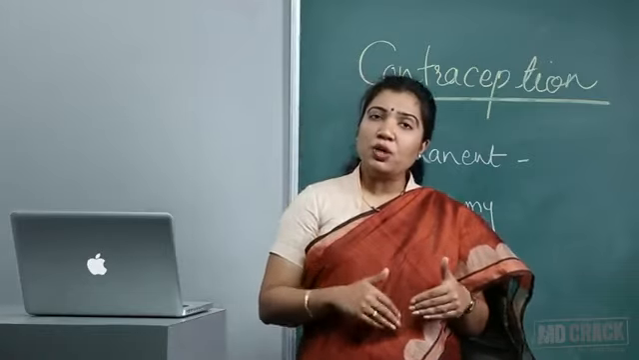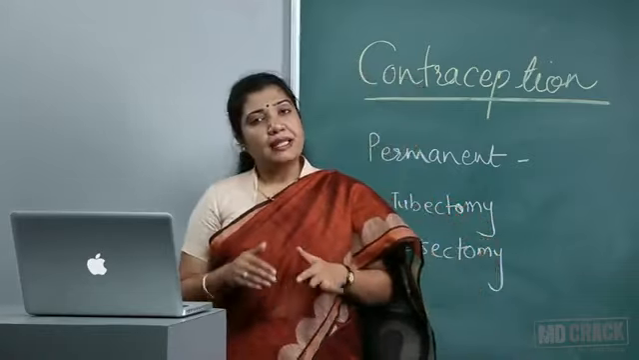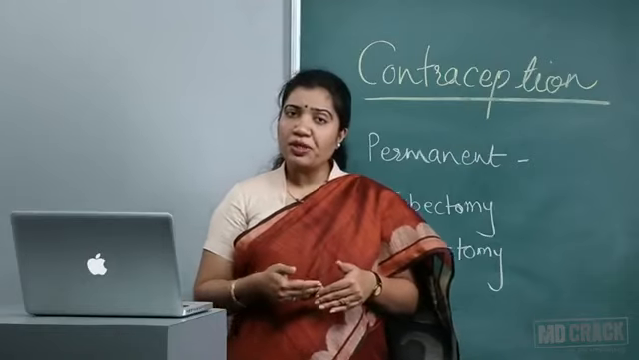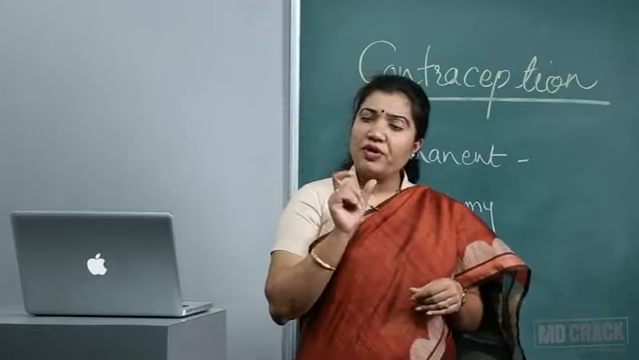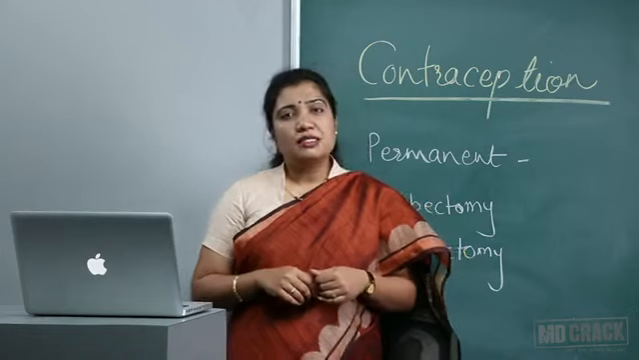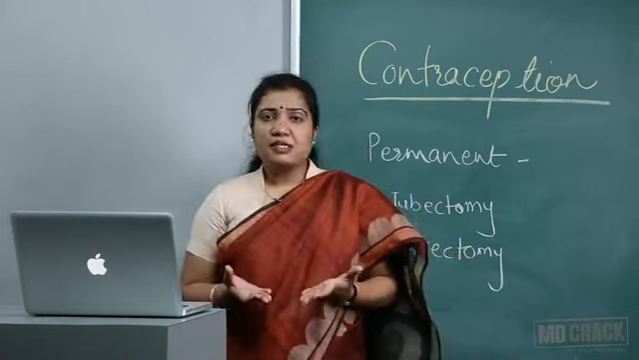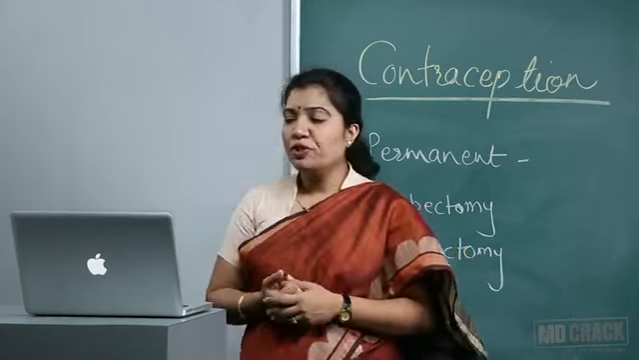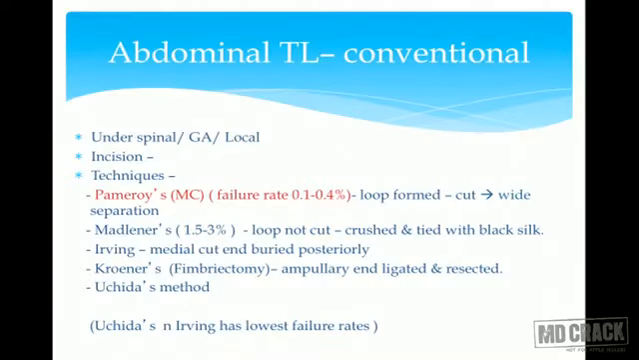If it is done at interval or along with MTP, then the incision is just a suprapubic incision 2 cm above, a very small incision in the midline. If it is done with cesarean section, we use the same incision. The technique most commonly used is Pomeroy. It has the least failure rate, 0.1 to 0.5%.